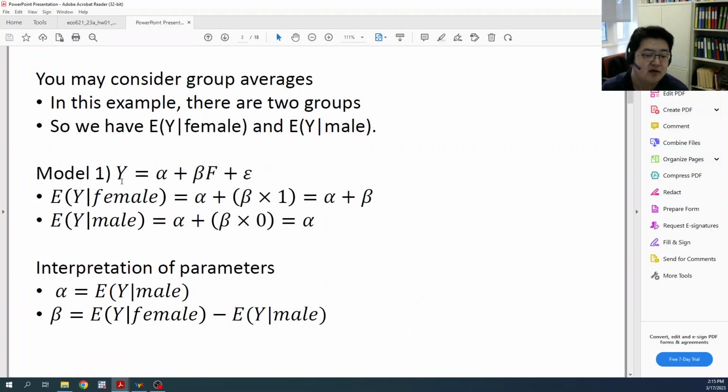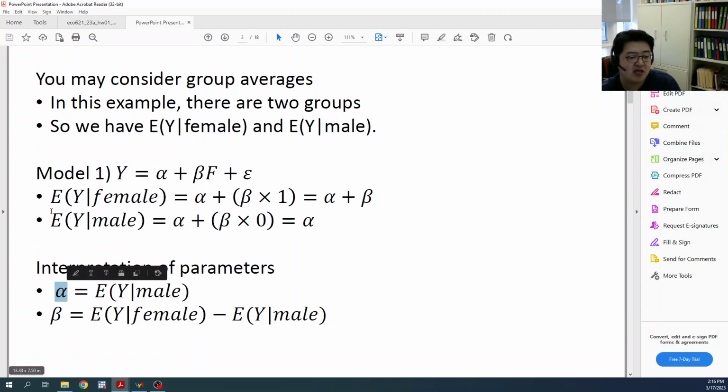And then in this case, if female, F takes 1, so the regression captures the female average as alpha plus beta because F takes 1. But for male, F takes 0, so the group average, the male average, will be simply alpha. Because this part is 0, this term will disappear, right? Of course, the error term will disappear because when you take expectation, the expectation of the error term will be 0. So then, again, the female average is alpha plus beta. The male average is alpha.